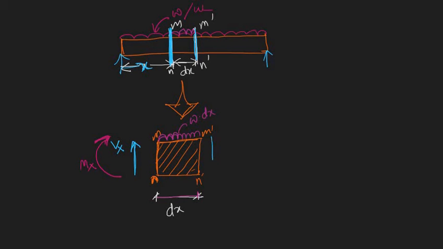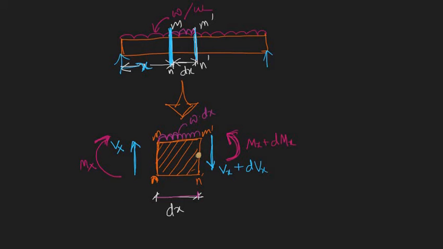Let's say we are considering it as downward, and it is Vx plus a very infinitesimal increment, that is dVx. And also, let's say here the moment is acting like this, and it is also Mx plus the increment, that is dMx. And we are considering this point as our reference.